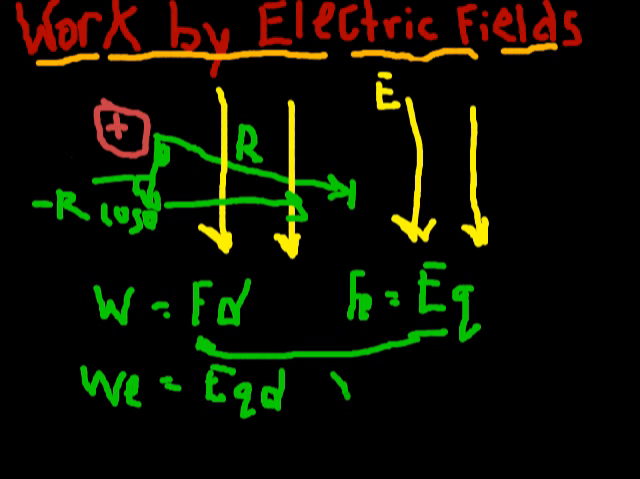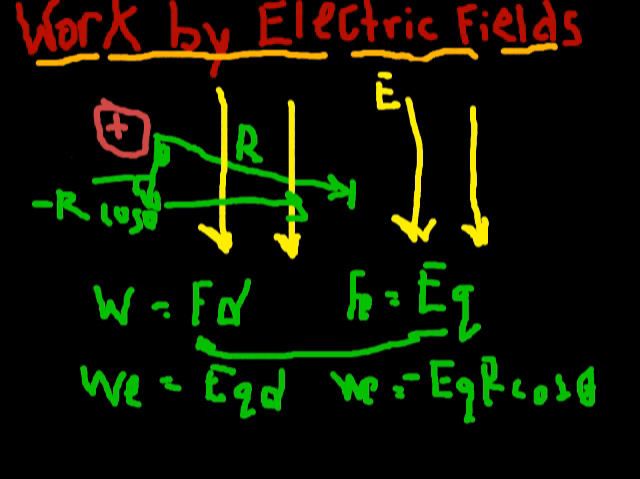So you say that the work done by the electric field would be negative E times the magnitude of the charge times r cosine theta. This would be the work done by the electric field.